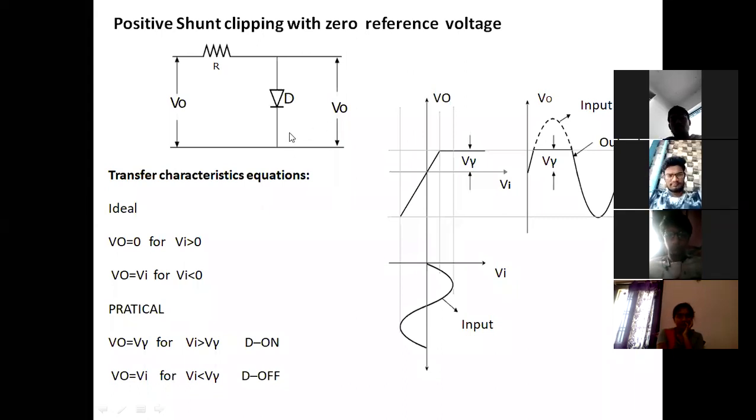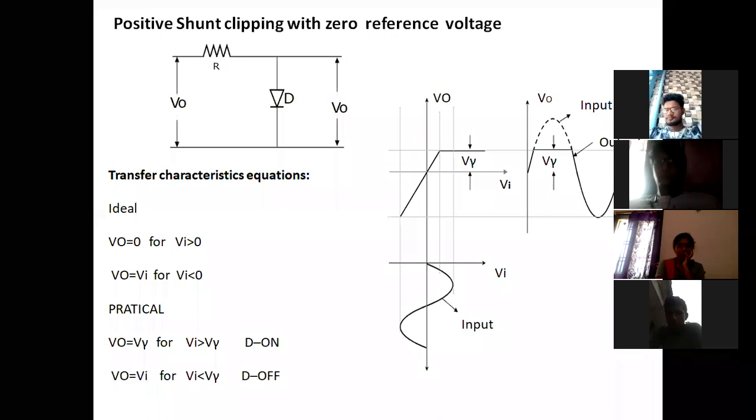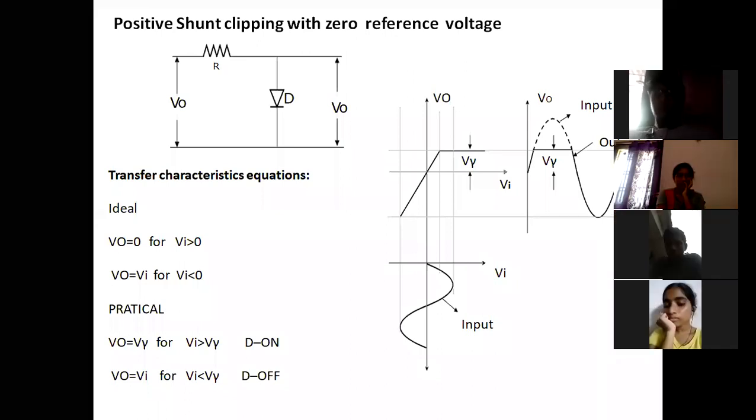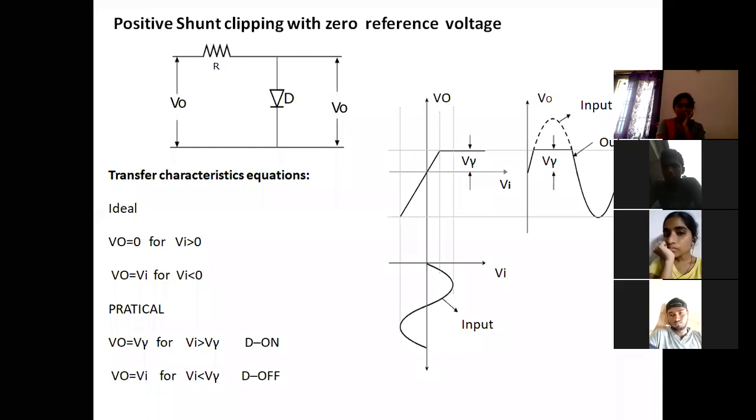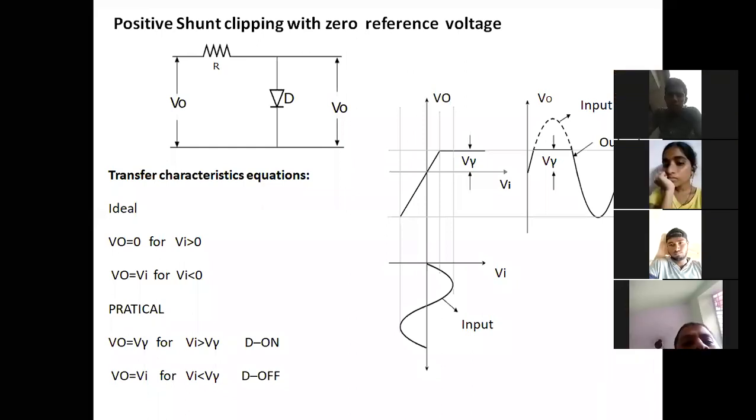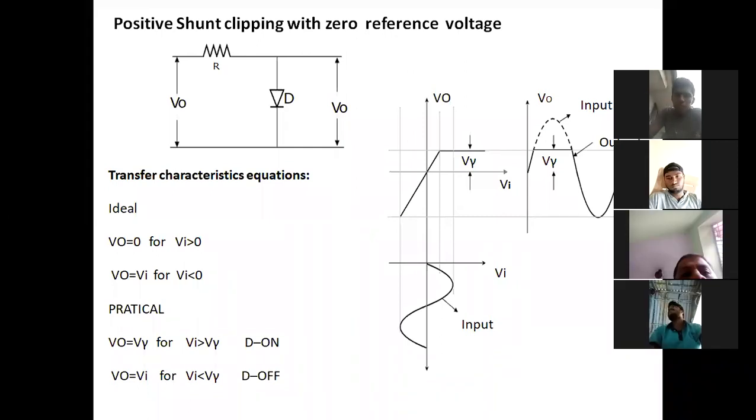In the morning class, we have seen the transfer characteristics. We have seen the different types of clippers, that means series clipper and shunt clipper. Among these clippers, without reference voltage, we have seen the series positive clipper, series negative clipper, and also the positive shunt clipper and the negative shunt clipper.